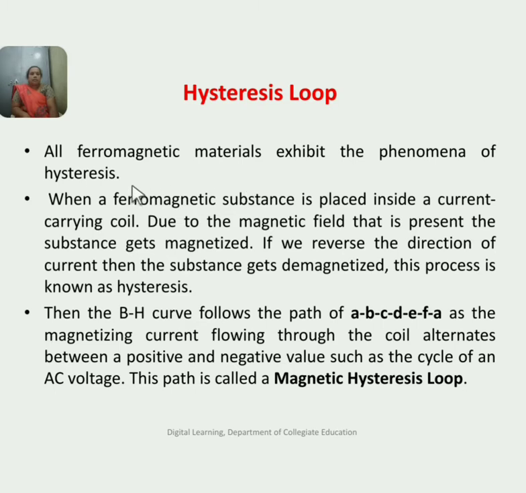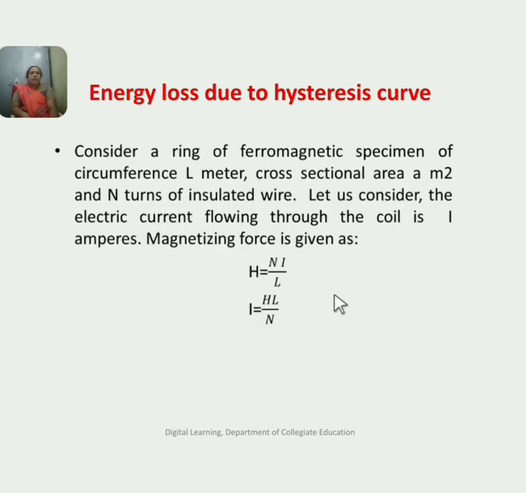Okay, up to this we have discussed the hysteresis loop. Then in the next slide, we will discuss energy loss. Energy loss due to hysteresis curve. Here we will derive an expression for total work done or energy consumed during one complete cycle of magnetism, that is equal to the total area enclosed by the hysteresis loop.